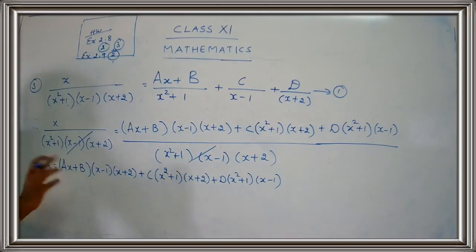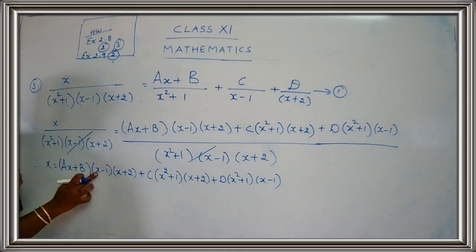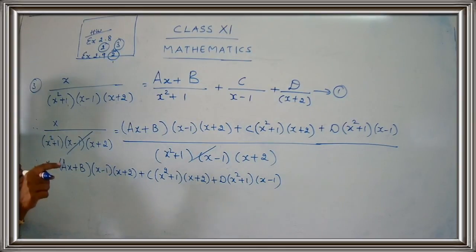We cannot just go on substituting values, children, so you have to be clear with the concept. If I take x is equal to 1, if I put x is equal to 1, here this is 1 minus 1. So 1 minus 1 becomes 0.